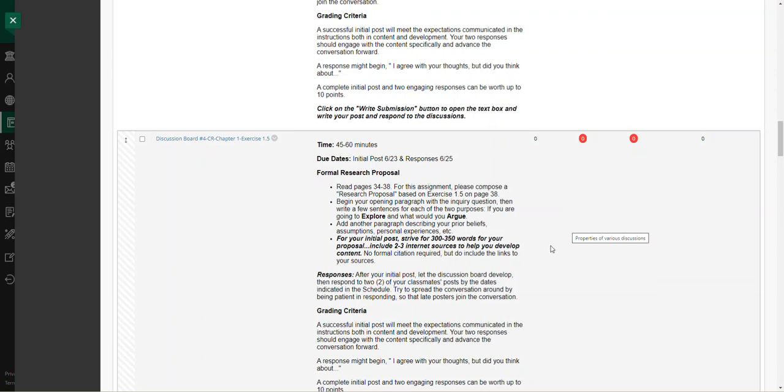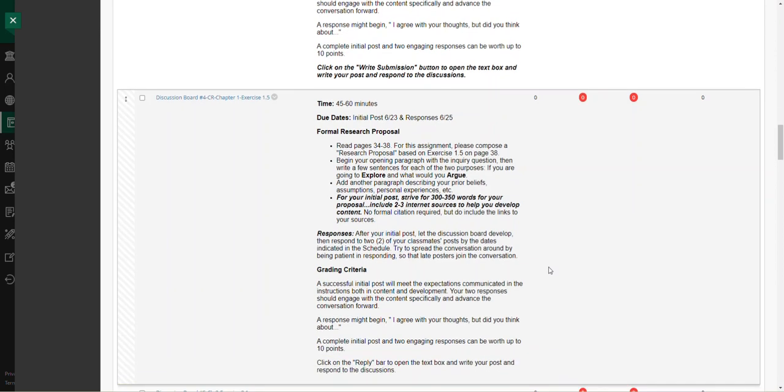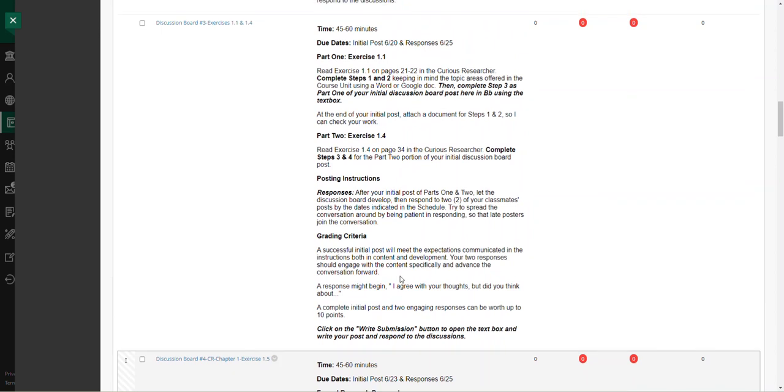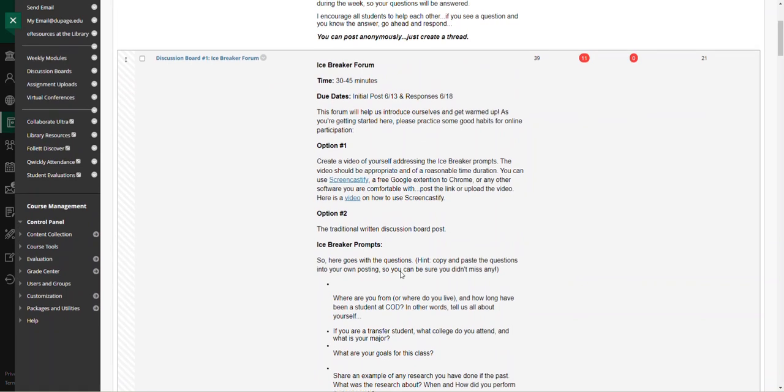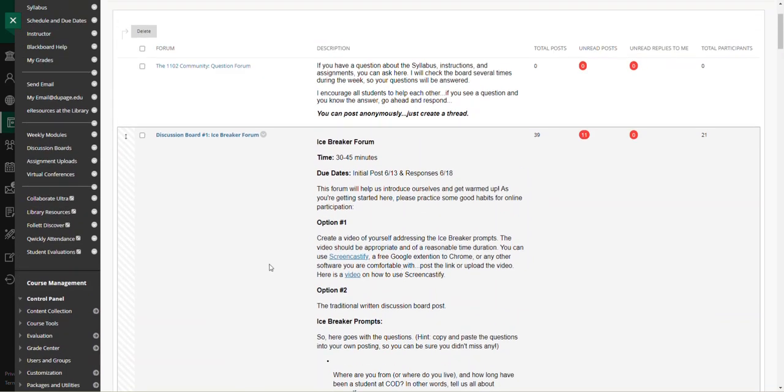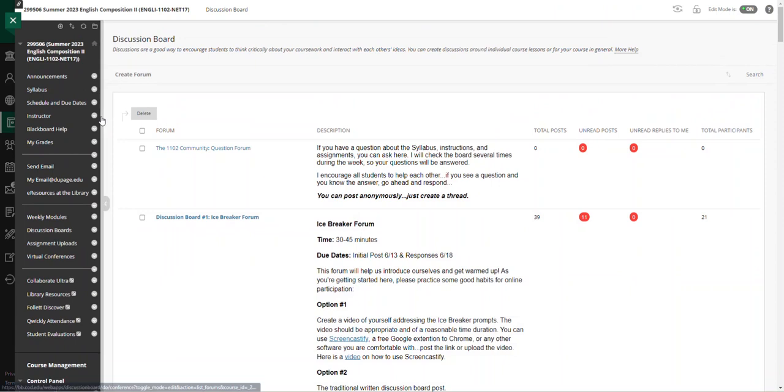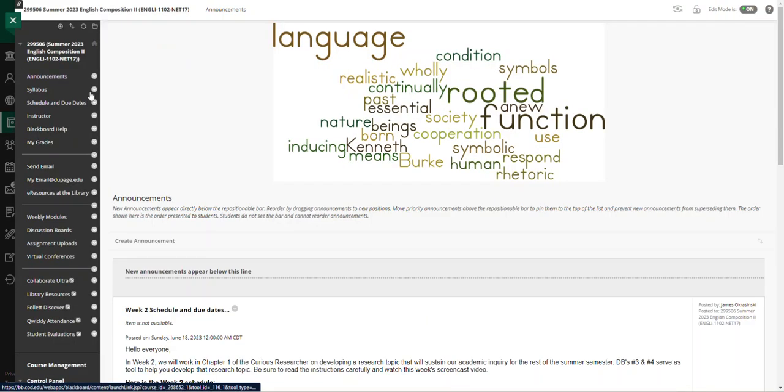I really want to get a sense of your research topic. If you were going to explore or argue, I'm asking for 2 to 3 internet sources. I think it's important for everyone to do a good job on this and set the right direction in their particular post for discussion board 4, exercise 1.5, and you will need the book for that. So once again, even though there may be some similarities between 1.4 and 1.5, there are a few extra steps that are demanded in discussion board number 4.